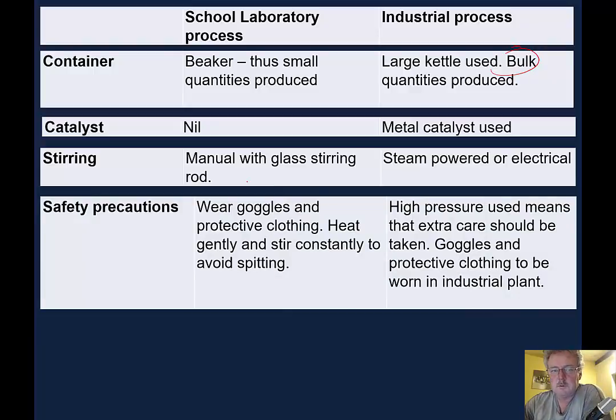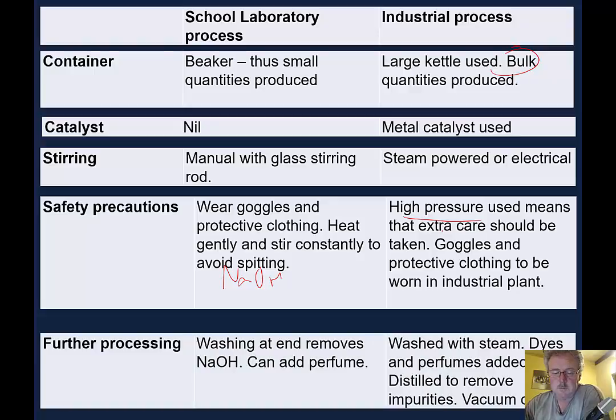Safety precautions, so we wear goggles, gloves, safety equipment, protective clothing. We heat gently and stir constantly to avoid any spitting or bubbling of the sodium hydroxide. If it gets on your skin or in your eyes, it can cause major damage, cause burns. In the industrial process, they've got high pressure, which means that extra care needs to be taken. Goggles, protective clothing has to be worn in the plant, but because of that pressure, high pressure sodium hydroxide could be sprayed out and cause major damage, loss of life or injury.